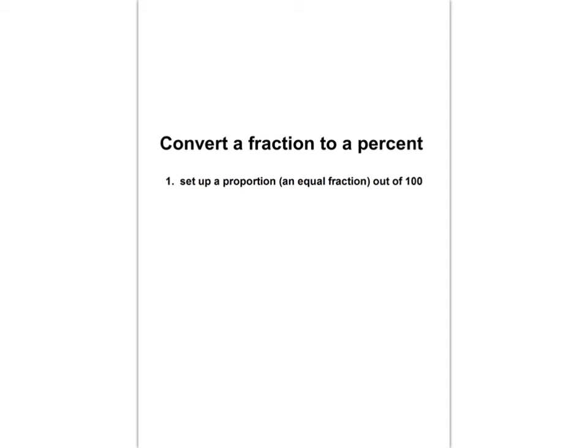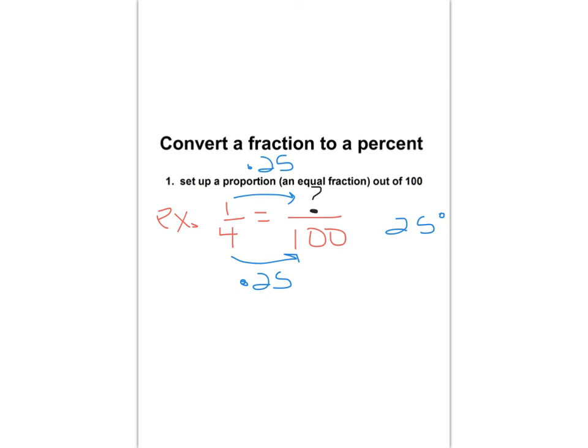To convert a fraction to a percentage, we're going to set up a proportion. If I have the fraction 1/4, percents are based on 100, so I'm going to set it equal to a fraction out of 100. We're going to find that missing number. 4 times 25 is 100, so 1 times 25 is 25. 25 out of 100, or 25%.